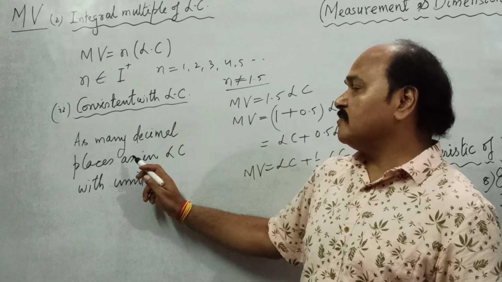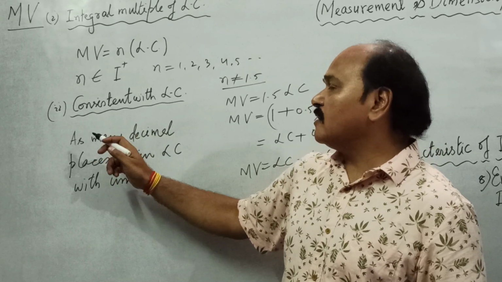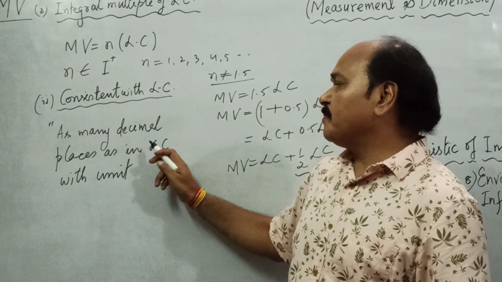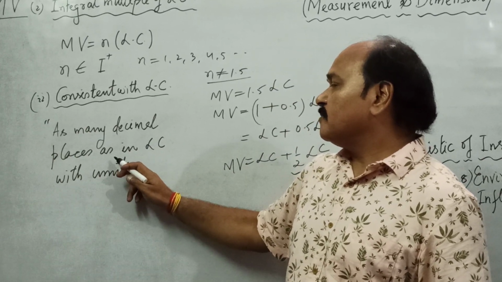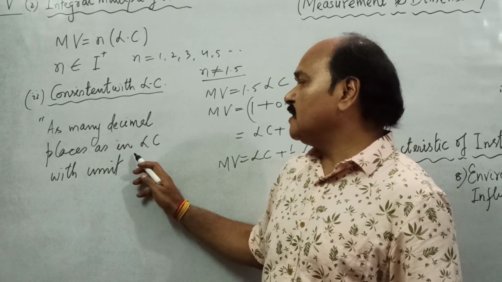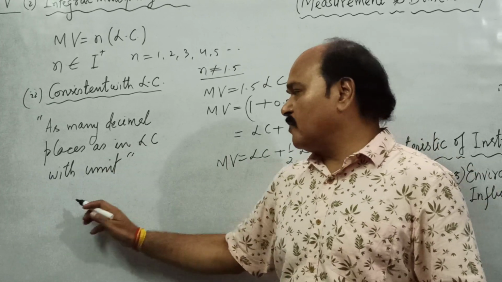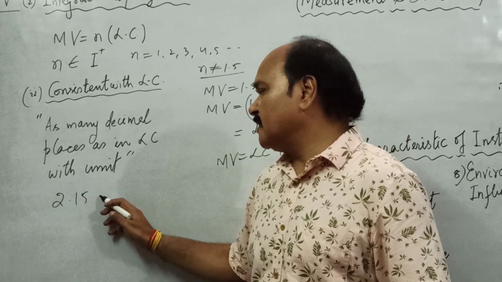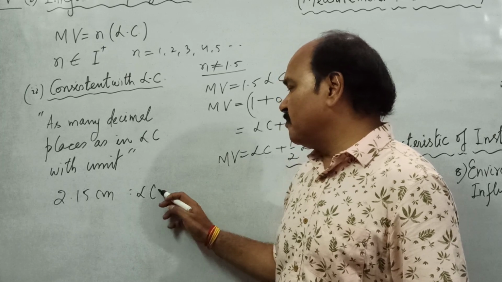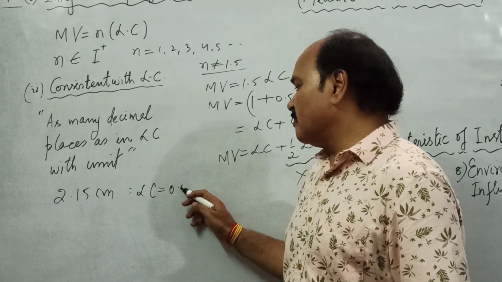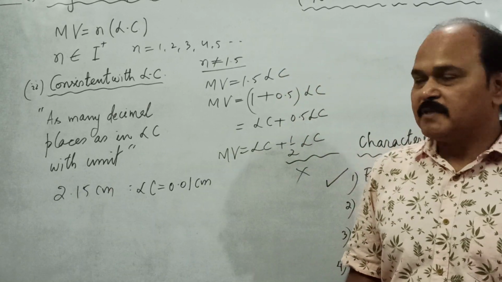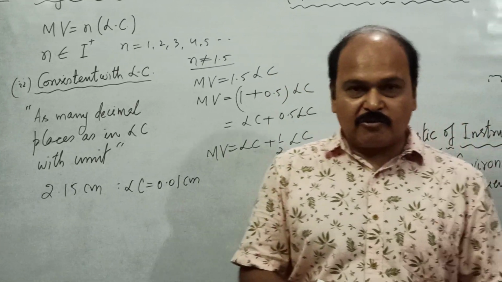Consistency with the least count simply means we have to record every measured value up to as many decimal places as in the least count, with unit. Suppose the recorded value is 2.15 centimeter. This simply means it has been measured from an instrument which has a least count of 0.01 centimeter. It can measure up to 2 places beyond decimal.